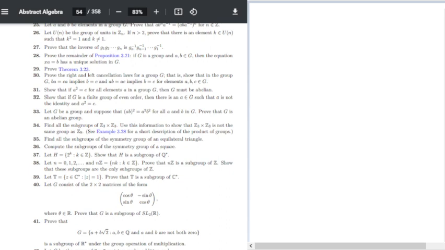Okay. Find all subgroups of Z3 times Z3. No. Okay, so instead of this, to save us the time and effort, use this information to show that Z3 times Z3 is not the same group as Z9. What you should notice is that there is an element of order 9 in Z9. Every element in Z3 times Z3 is of order 3.